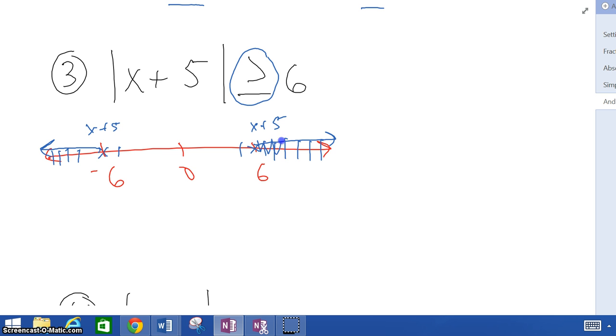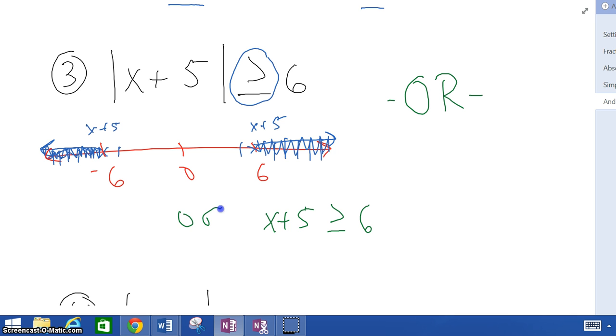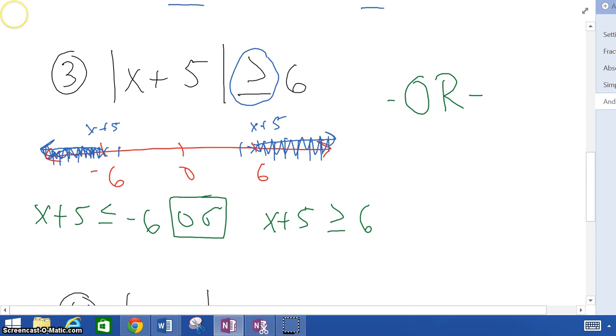Now think to yourself, can a number ever be in both of these locations at once? Can one number be bigger than 6 and be smaller than negative 6 at the same time? No. So that automatically disqualifies the and. This has to be an or situation. I can't be in both places at once. So that means I've got x plus 5 is bigger than or equal to 6, or the x plus 5 is less than or equal to negative 6. This is an or situation. All greater thans are going to be an or situation because of that.